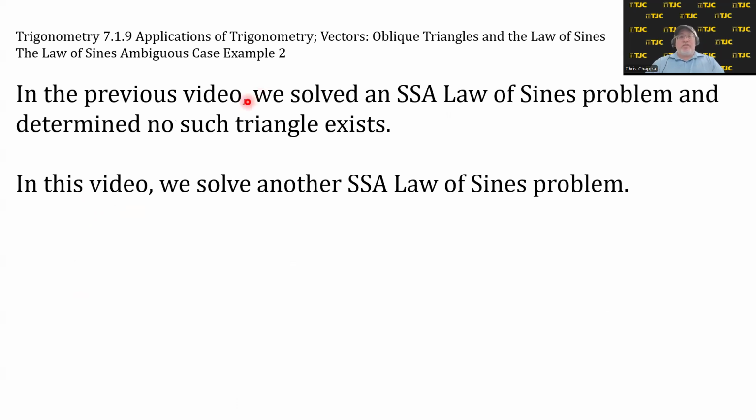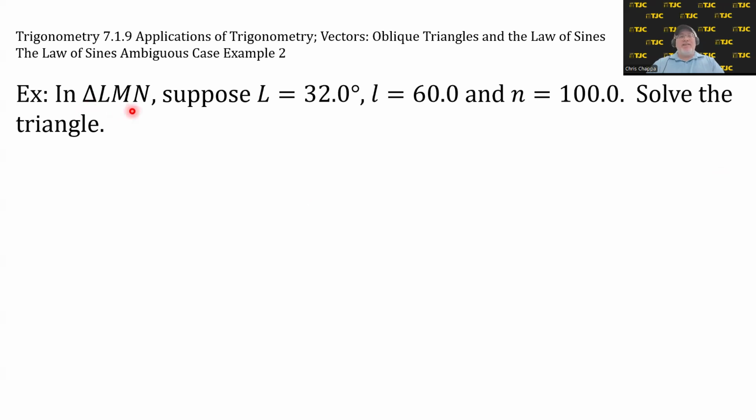In the previous video, we solved an SSA law of sines problem and determined no such triangle exists. In this video, we solve another SSA law of sines problem. For example, in triangle LMN, suppose angle L equals 32.0 degrees, side l equals 60.0, and side n equals 100.0. Solve the triangle.